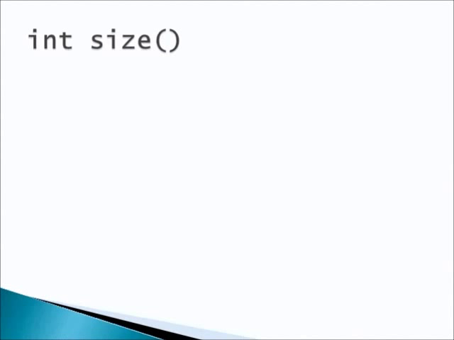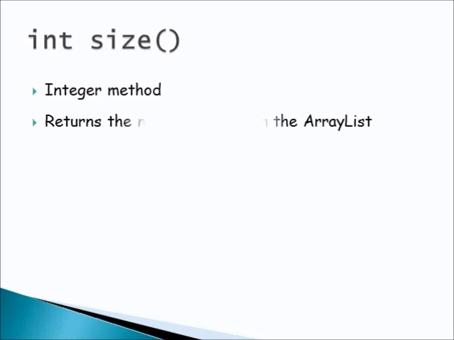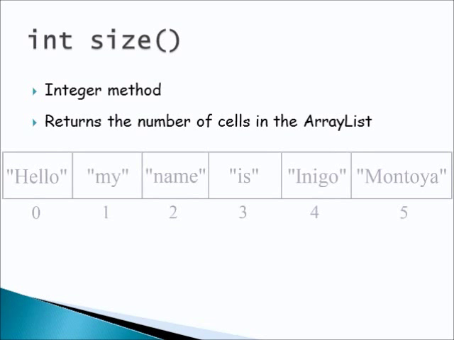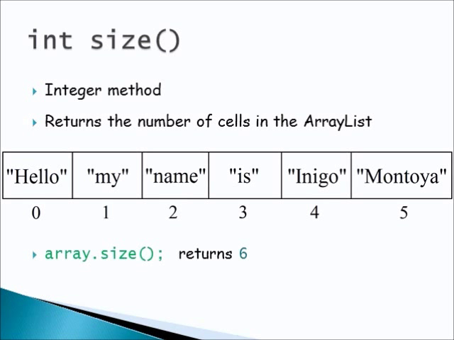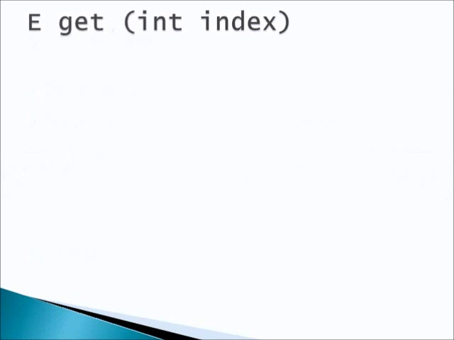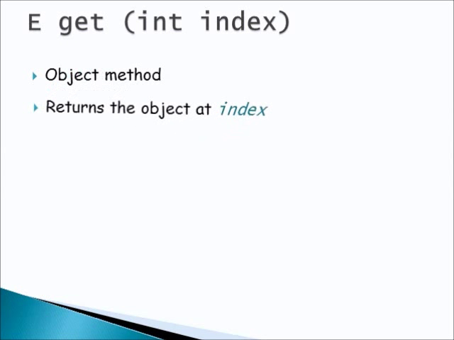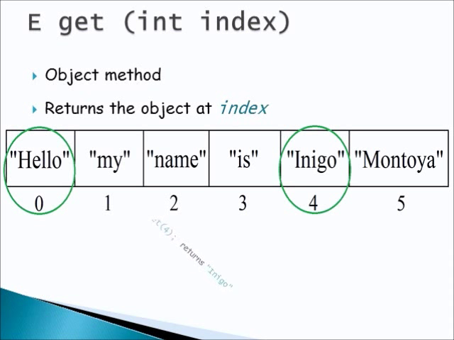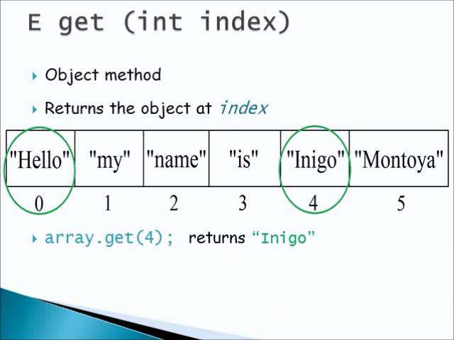Let's start with the first method, size. Size is an integer method that returns the number of cells in the ArrayList. So array.size would return 6. Get is an object method that returns the object at the index you pass it. So array.get(4) returns Inigo, and array.get(0) returns Hello.